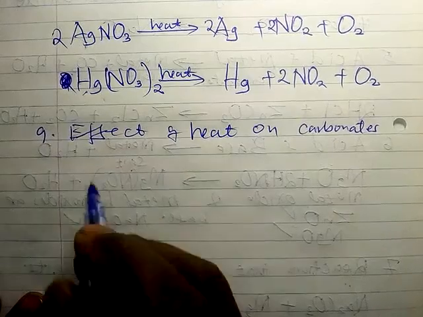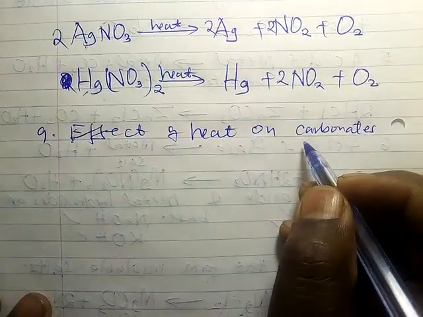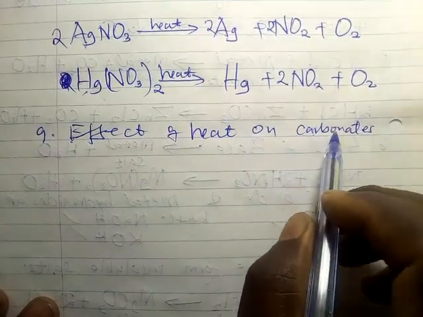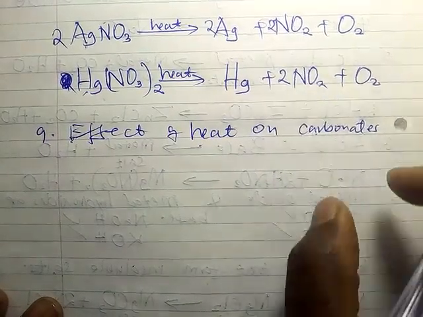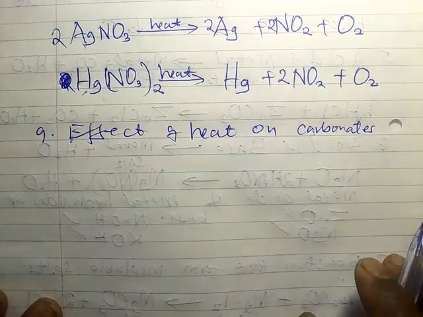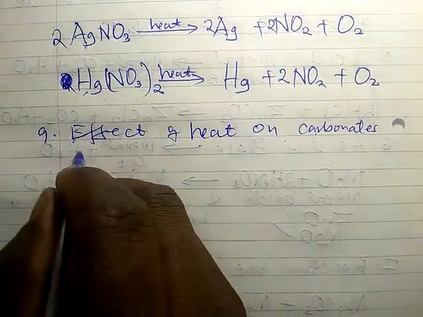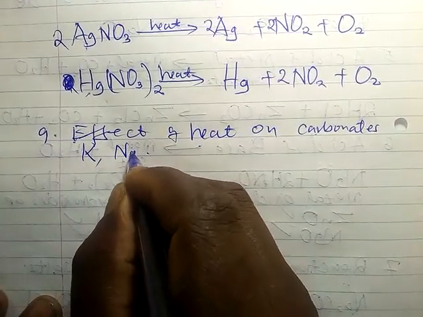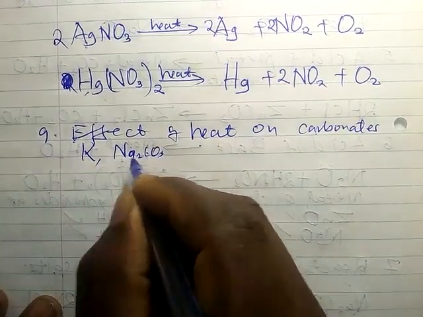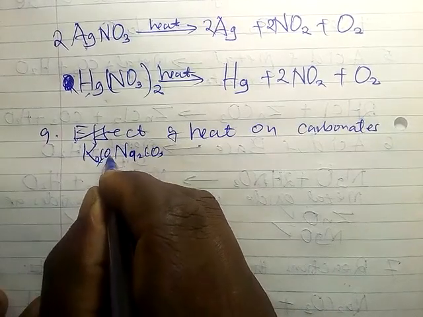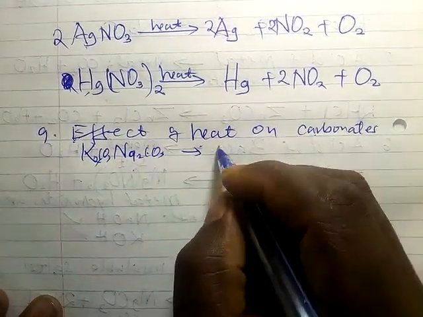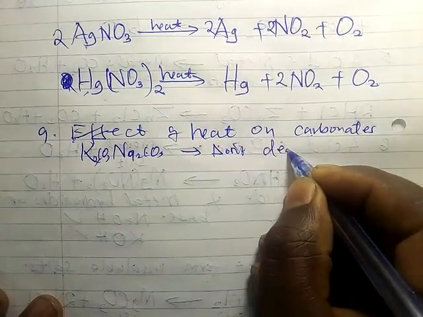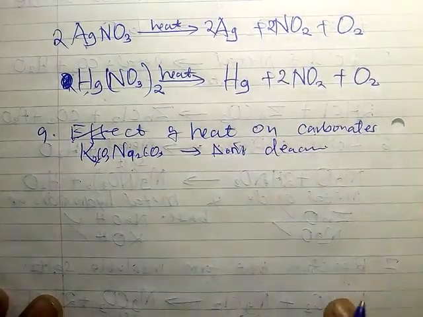Number 9, effect of heat on carbonates. In other words, we are saying, what are the products formed when carbonates are being heated? When you heat a carbonate, what are the products formed? First, you should know that carbonates of potassium and carbonates of sodium do not decompose. So sodium carbonate and potassium carbonate don't decompose when heated, because when they are pure, they cannot decompose.